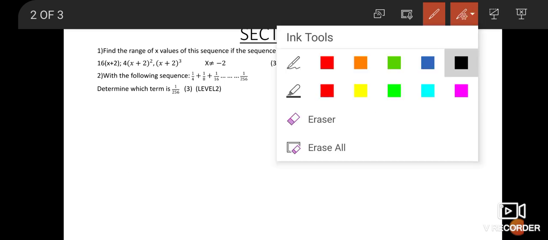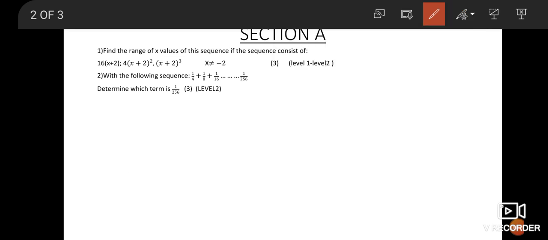So now they ask you about the following series: a quarter plus an eighth plus so on. Basically, they say determine which term is 1 over 256. So this is a level 2 question as well. 3 marks. Easy. We're just finding the term. So basically we're finding n.